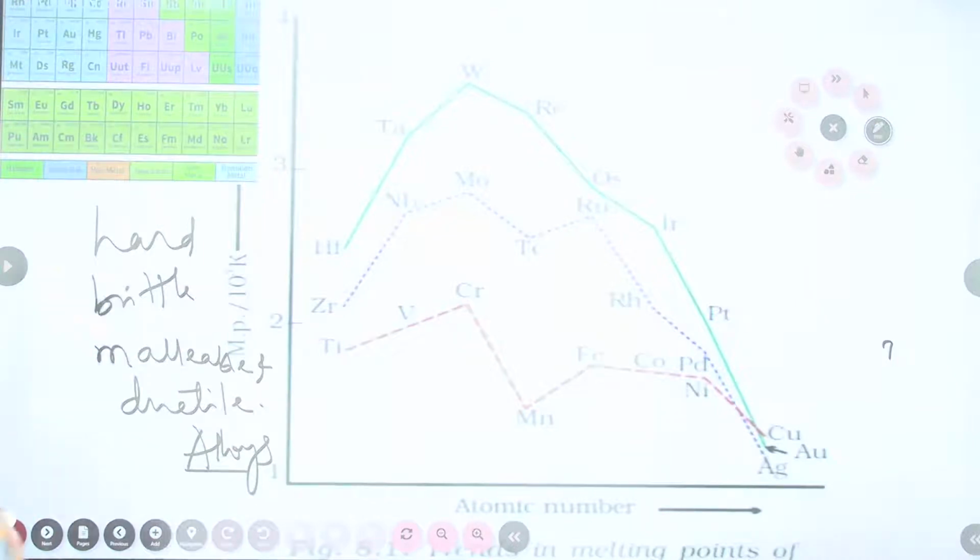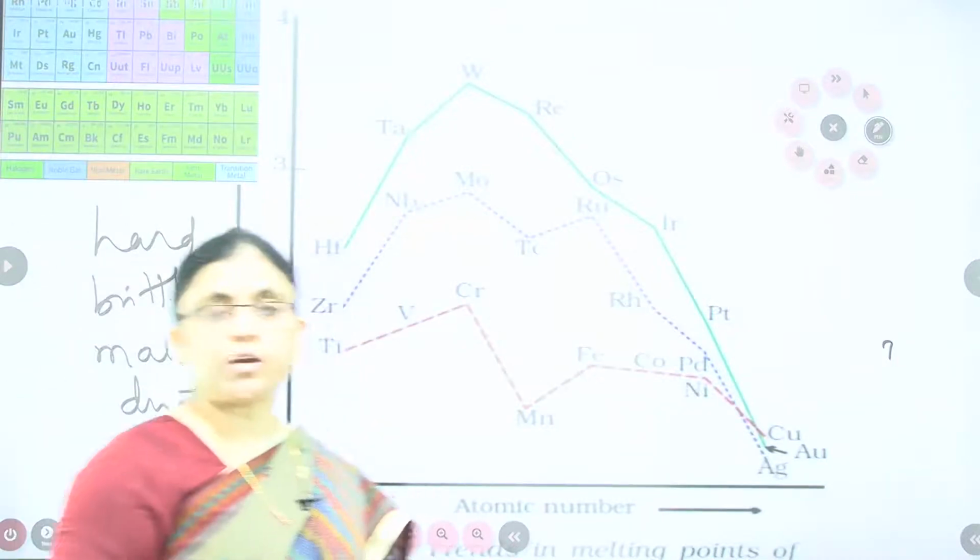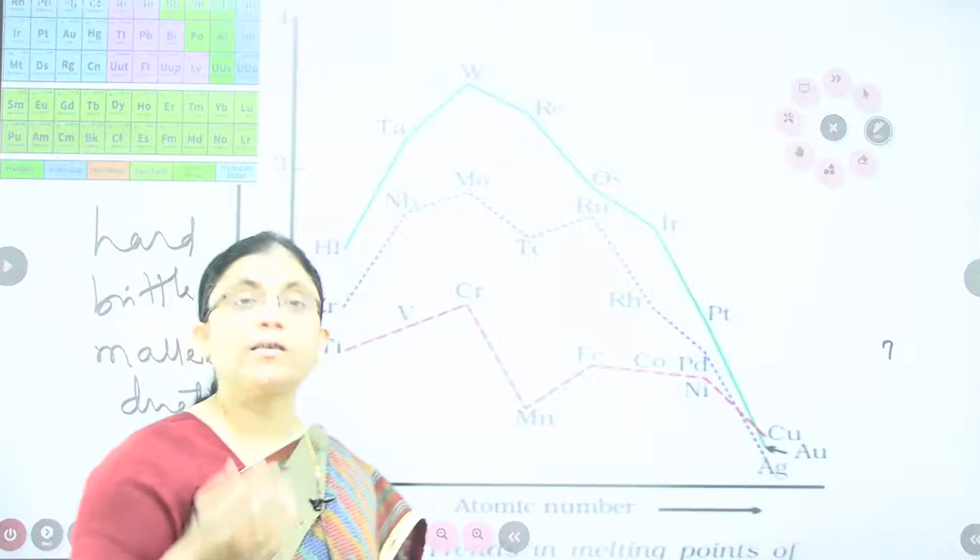Okay, good catalyst. And the alloys of mercury, we can call them amalgam.